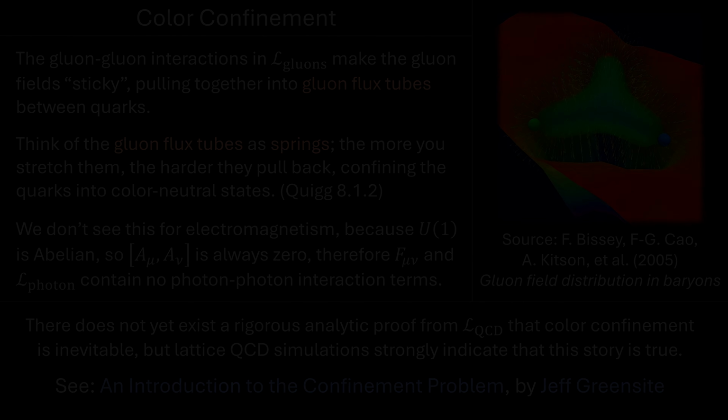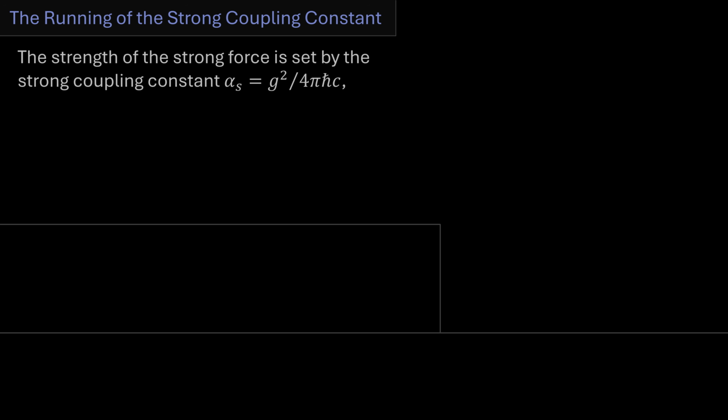One other thing I'll briefly touch on, even though in part 1 I told you we wouldn't, is the running of the strong coupling constant. The strength of the strong force is set by the strong coupling constant, which we can write as alpha S. And alpha S is our coupling constant g squared divided by 4 pi h bar c. So in natural units, alpha S is just g squared over 4 pi. So it's basically just the coupling constant squared.